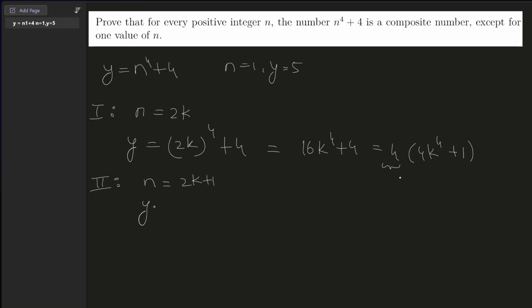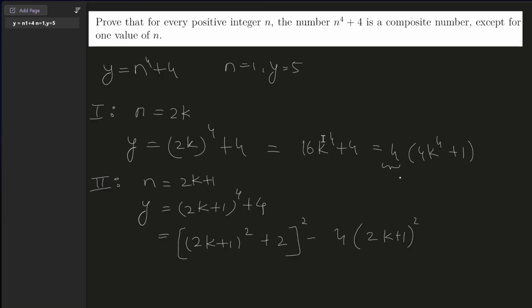So now just simply put the value of 2k plus 1, in fact put the value of n in y. So let's simplify this. I can write this as (2k plus 1) whole square plus 2 whole square minus 4 times (2k plus 1) whole square.